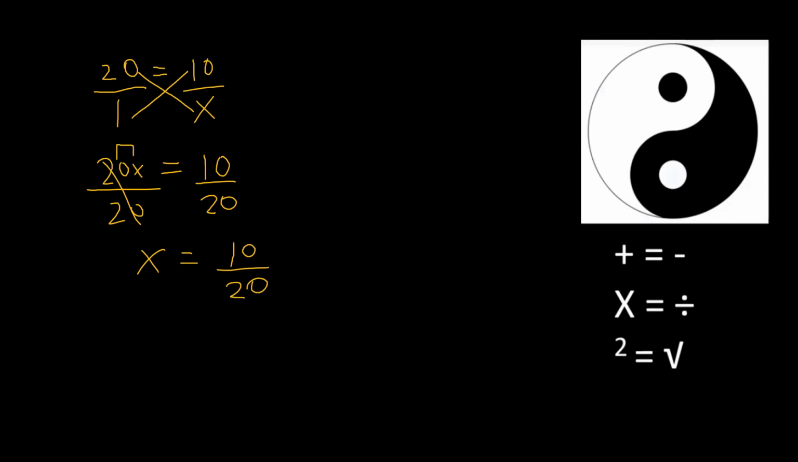And there's a zero trick. So the zero trick is that I can cross them out like this. So now x equals 1/2.